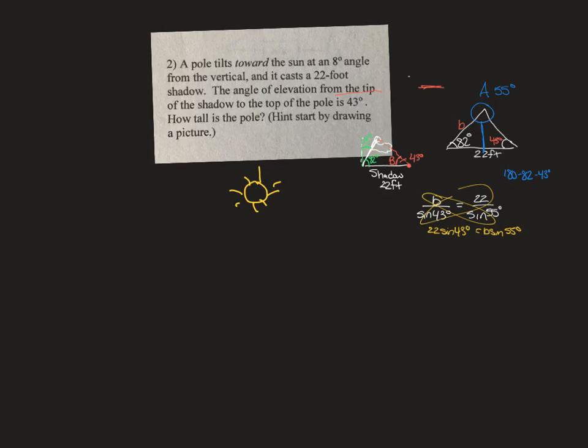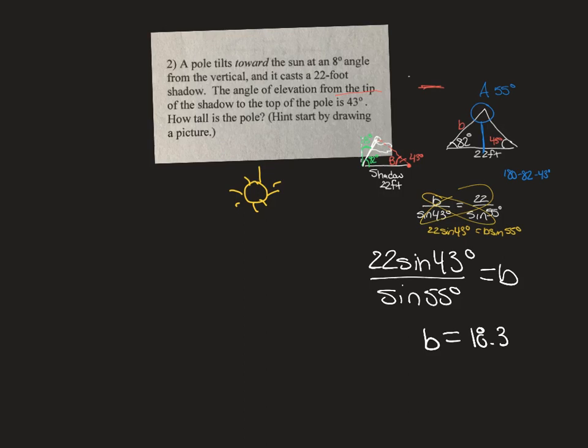And so when we solve for this, we're going to have 22 sine 43 degrees over sine of 55 degrees is going to equal my side B. Make sure you put the degree symbols in and type it in your calculator and see what you get. So you should get, again, 3 decimals, that B equals 18.317 feet. So that's how tall the flagpole was. We're going to do 2 more problems that are on page 46.